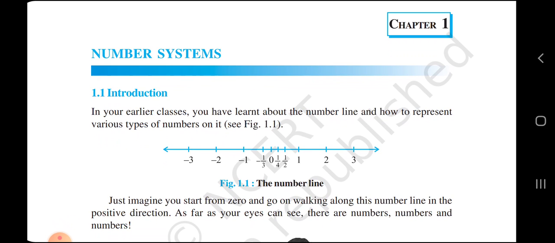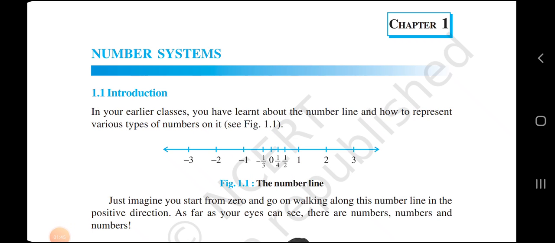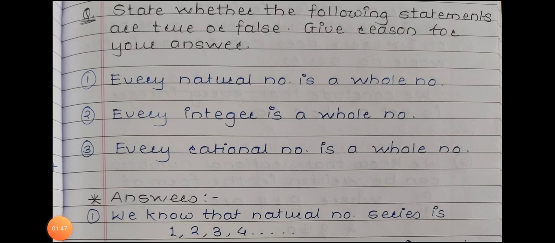I had given you this as homework. So first we discuss yesterday's homework. The question is: state whether the following statements are true or false. Give reasons for your answers.